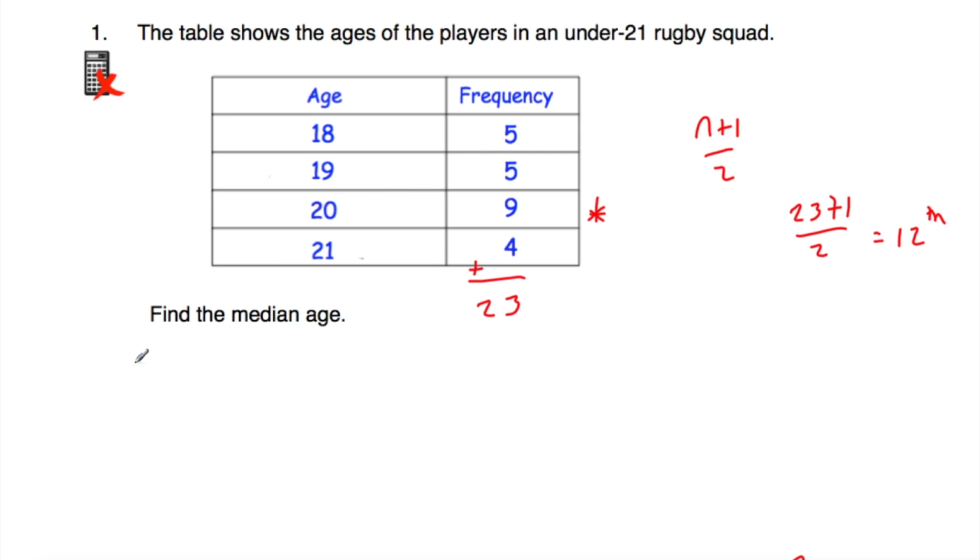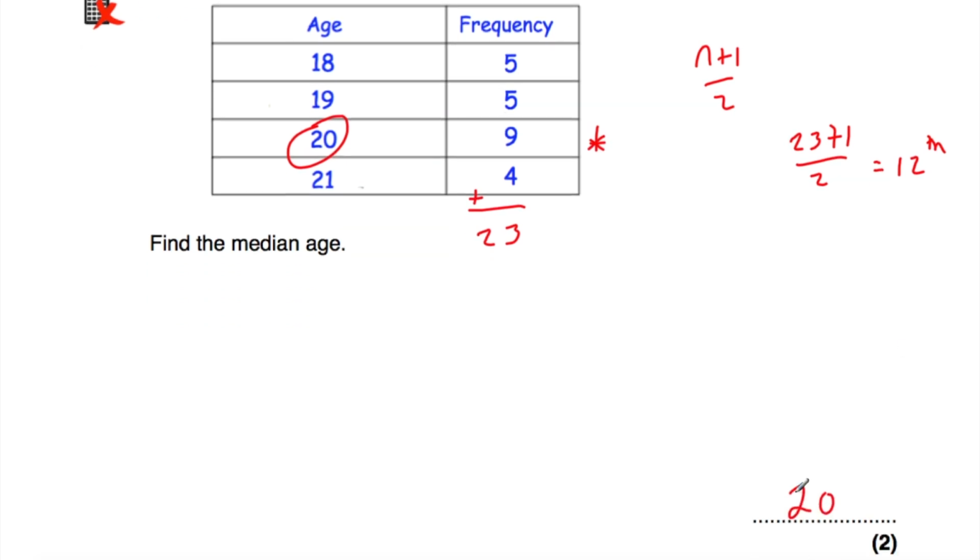And if you think about it, if you lined up 5 18-year-olds, 5 19-year-olds, and 9 20-year-olds, the 12th person in that list would be a 20-year-old. And that's it. So the median age is 20.